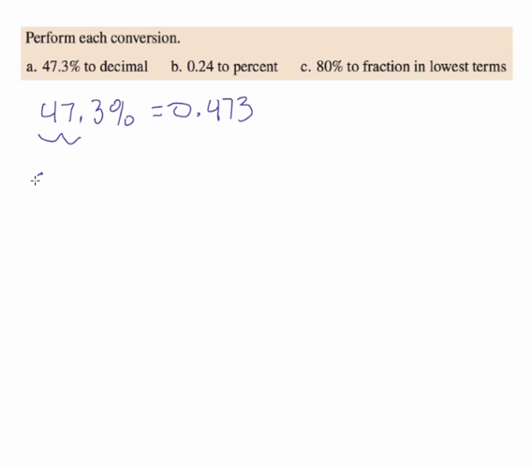If we are asked to do the opposite of that, which would be converting something like 0.24 into percent form, well, the opposite of moving something 2 places to the left is moving it 2 places to the right. So if I'm going to convert 0.24 into percent form, I move the decimal 2 places to the right, include the percent sign, and I see that 0.24 corresponds to 24%.